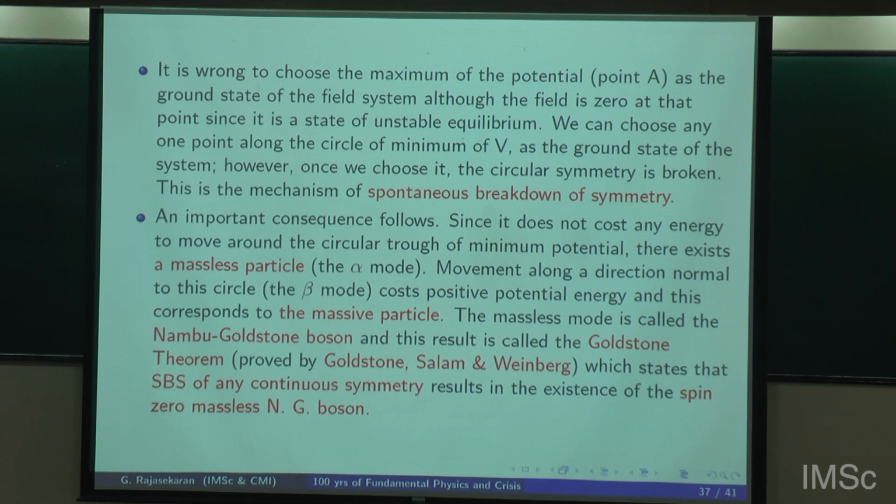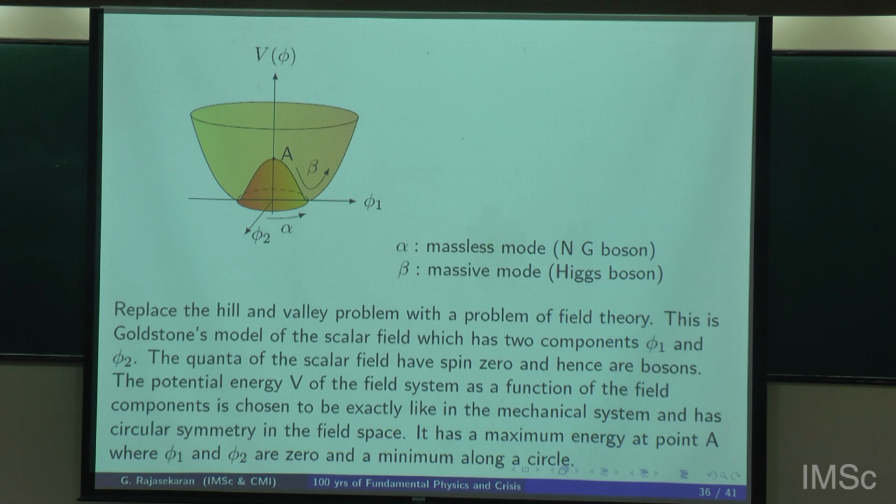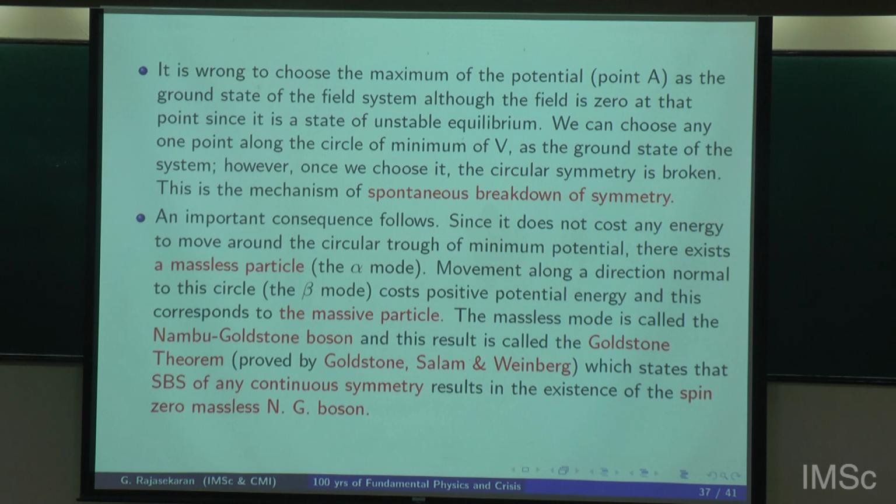An important consequence follows. Since it does not cost any energy to move around the circular trough of minimum potential, as you move along that circle the potential energy remains 0, there exists a massless particle, that is the alpha mode. The circular mode is the alpha mode. So instead of phi 1, phi 2 modes, Cartesian modes, I now go to polar coordinates, one circle and one radius. So the circular mode has 0 energy and 0 mass.